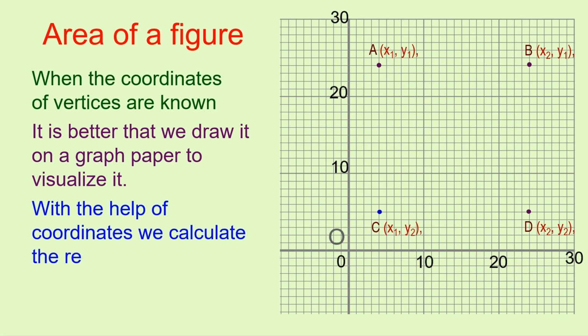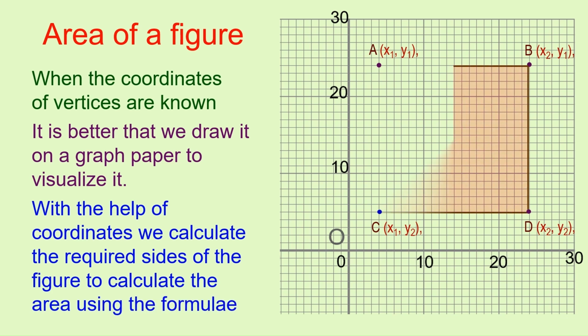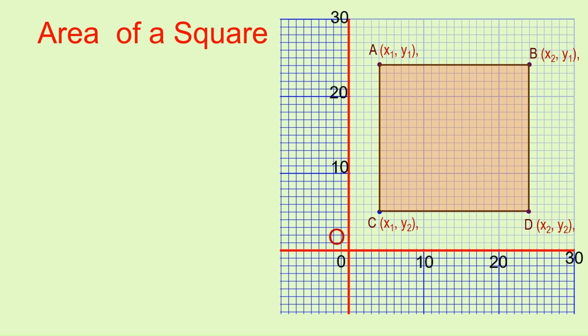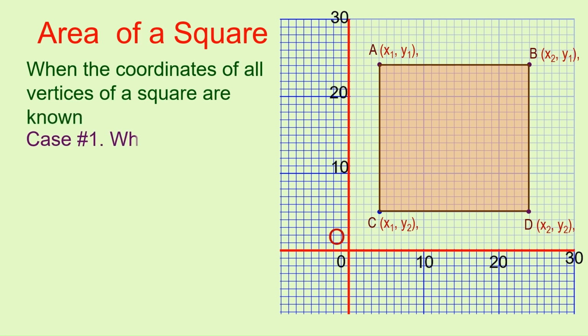With the help of coordinates, we calculate the required sides of the figure to calculate the area using certain formulae. Area of a square. We start with a simple figure, a square, made by four straight lines, where the coordinates of all vertices of a quadrilateral, or a polygon, are known.